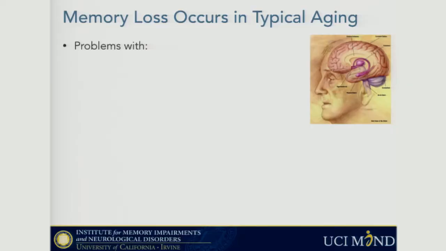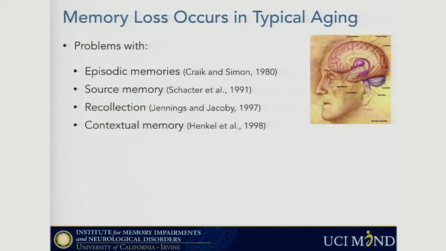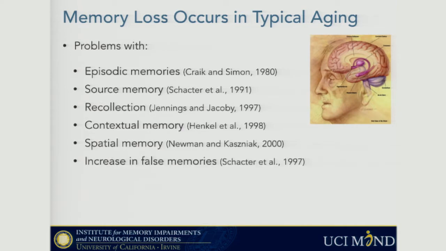The kinds of things that people report as they get older are things that you are very, very familiar with, and you've heard these complaints. Episodic memory tends to go down. Source memory, being able to pinpoint when and where things happened, sometimes goes down. This ability to have a recollective experience, to piece things back together from prior experiences you've had, also goes down. Contextual memory is another variant on this. Spatial memory, certainly getting lost around new spaces and having trouble navigating and so on. And also an increase in false memories tends to happen quite a bit as you get older.